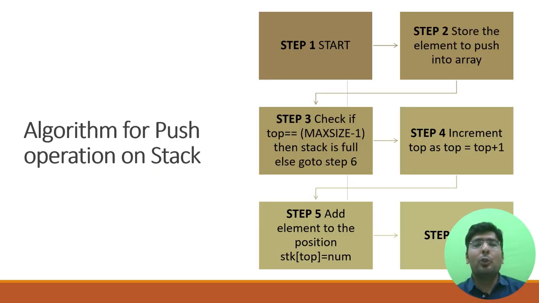The algorithm for push operation is: in step 1 we start. In step 2 we store the element to push into the array. We have to check whether the stack is full or not. If the stack is full, then we exit. Otherwise, we increment our top pointer by 1. And at the location where the top pointer is pointing, we save our new element.